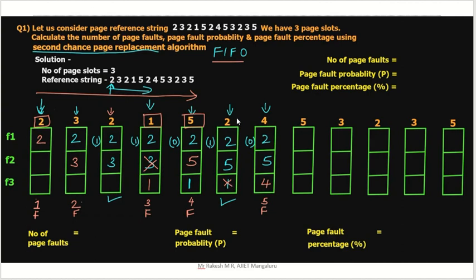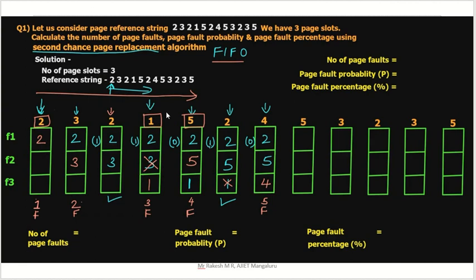So see, 2 is here, 5 is here, 1 is here. Out of 2, 5, 1, which one was asked first? That is 1, right? So replace this. Actually this is first in first out. So just remove this. Out of 2, 5, 1, we have to remove this.